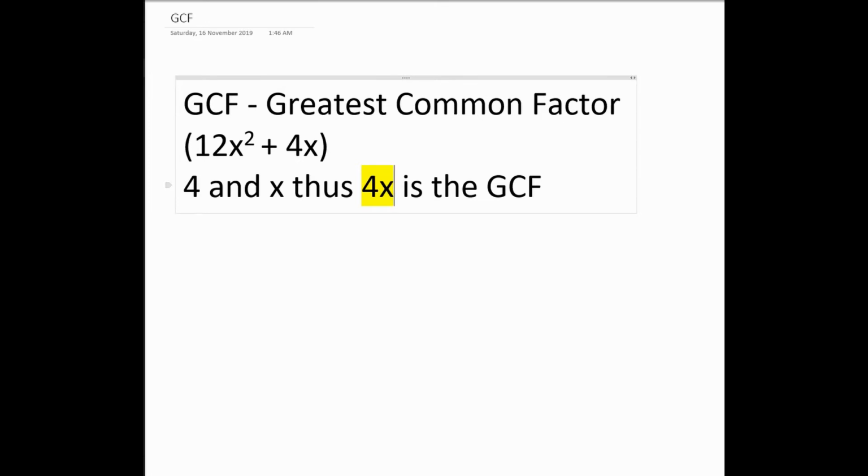If you try to factor them, we divide 12x squared by 4x and then 4x by 4x. This will result in 4x being outside and multiplied by 3x plus 1. So this is the resulting factors for 12x squared plus 4x. So we find the greatest common factor.